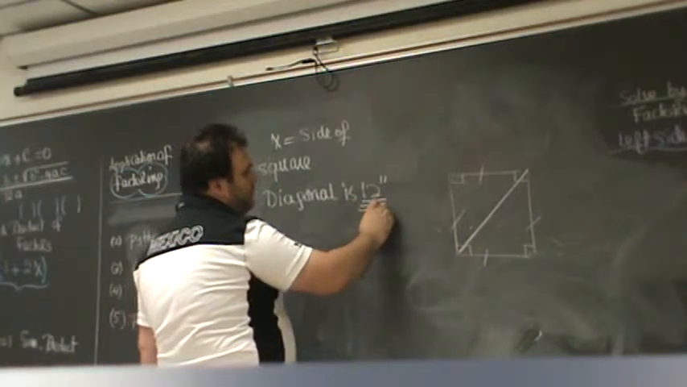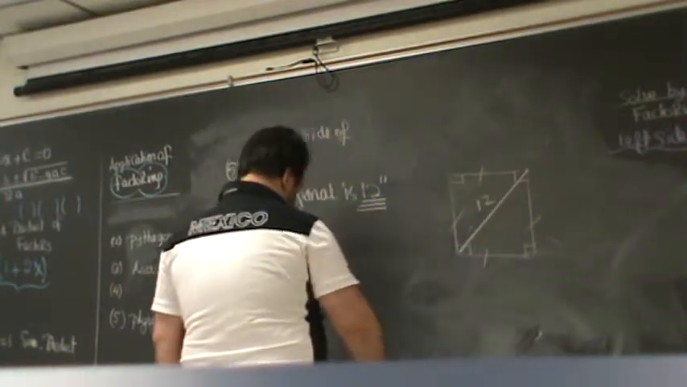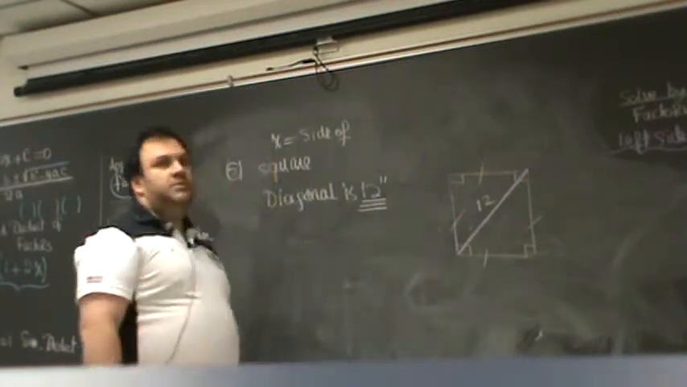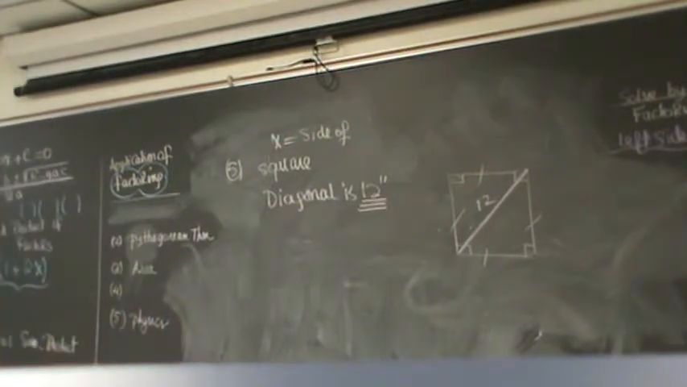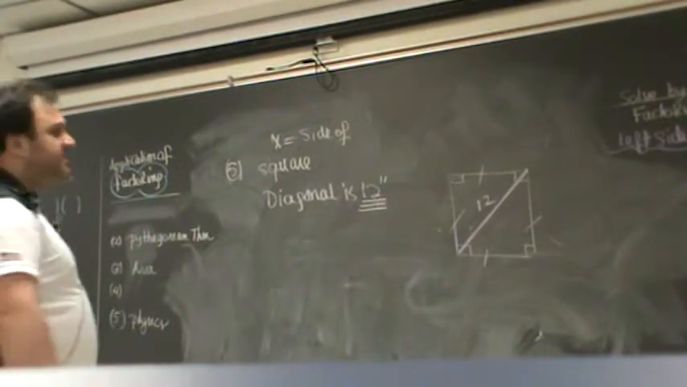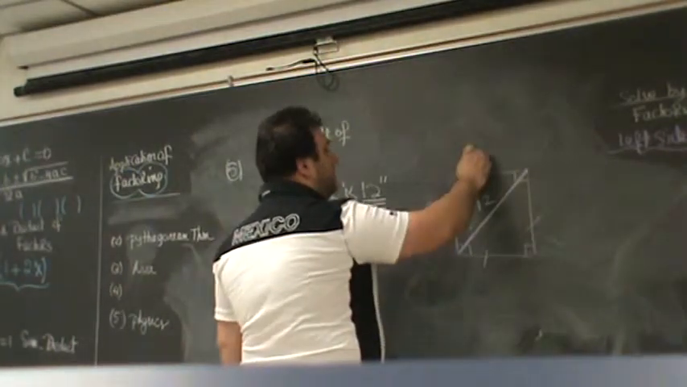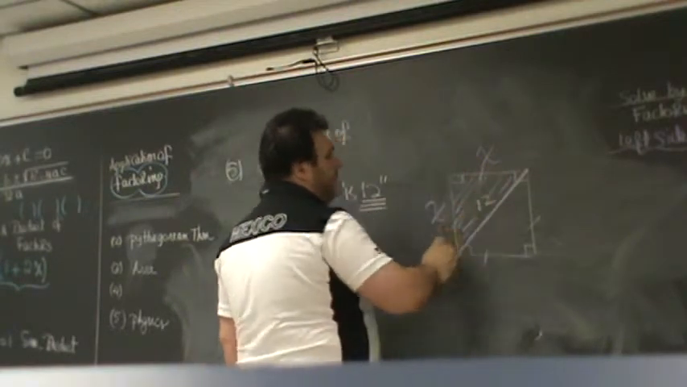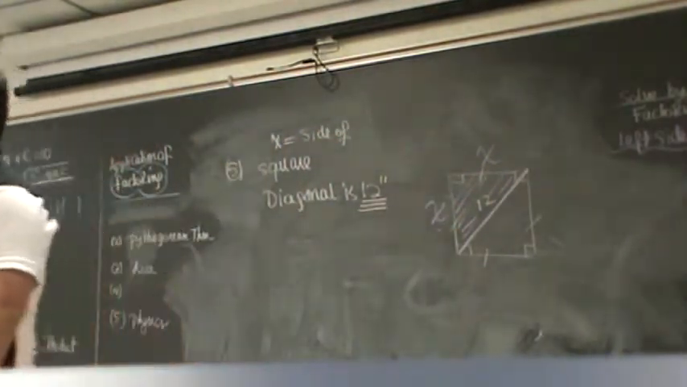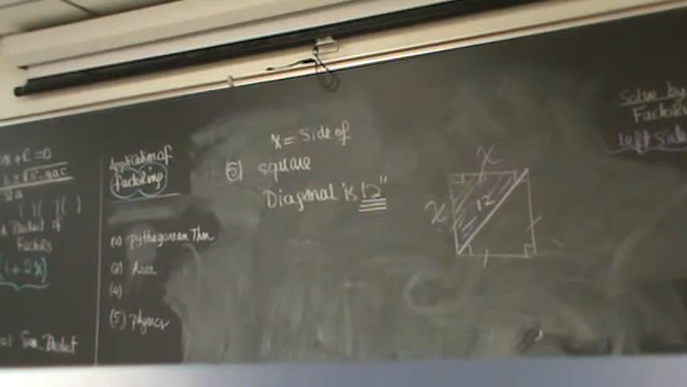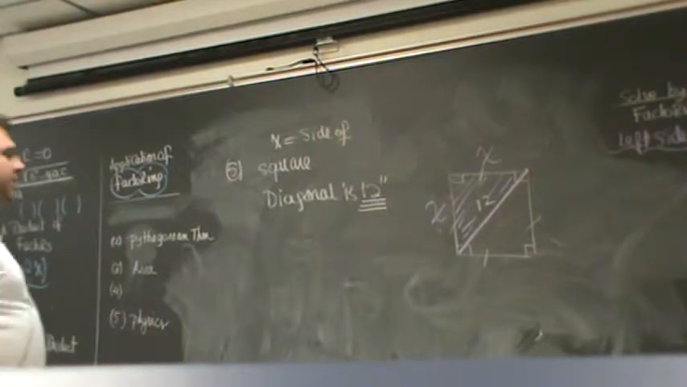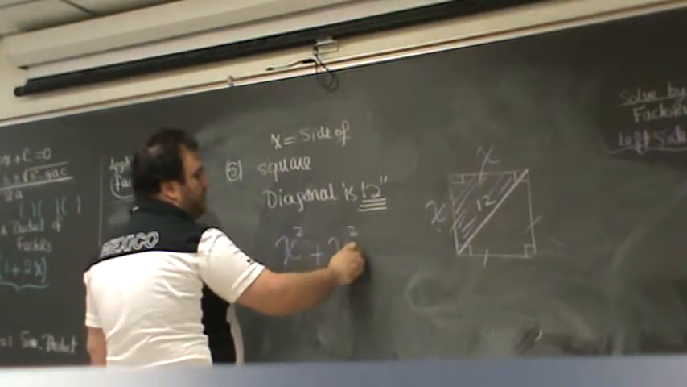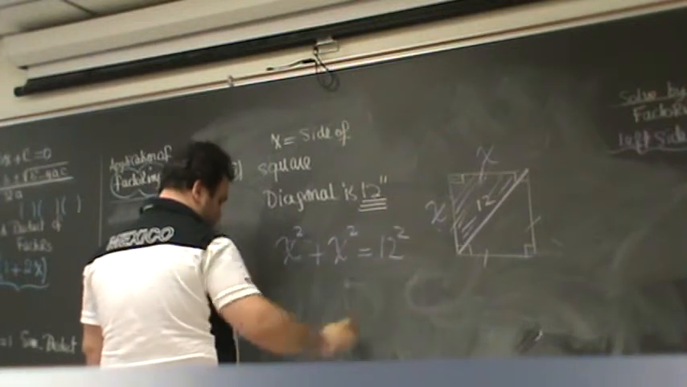He said the diagonal is 12. Okay? This is the diagonal, and he wants you to find the side. If this is x, this is also x. What can I do within this triangle? I can apply the Pythagorean theorem to find x. So x squared plus x squared equals 12 squared.